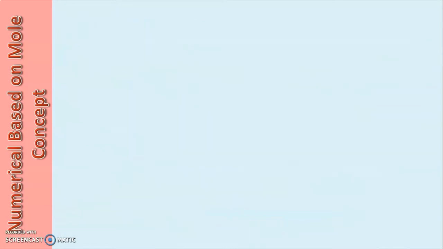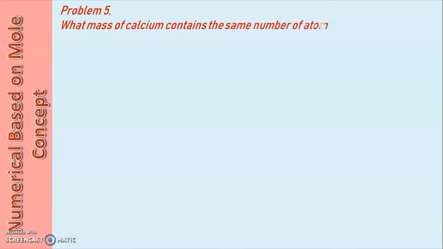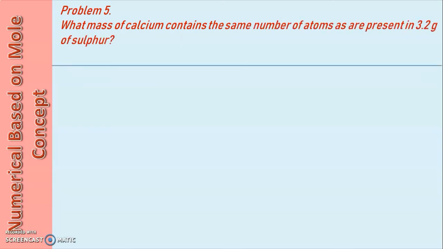Now let us move to our next question. Problem number 5. What mass of calcium contains the same number of atoms as are present in 3.2 gram of sulfur? So when we see this question, first of all we have to see how many atoms are present in 3.2 gram of sulfur.